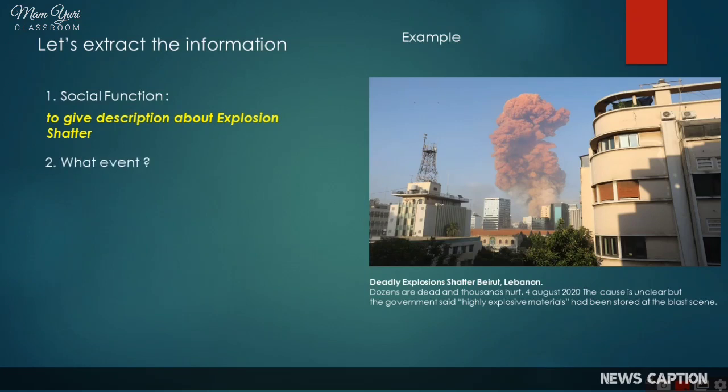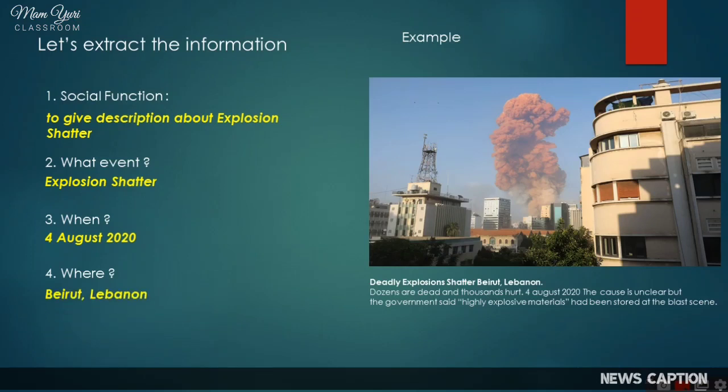Number 2. What event? Explosions disaster. Number 3. When? Right. 4 August 2020. Number 4. Where? That's right. In Beirut, Lebanon. Good job, guys.